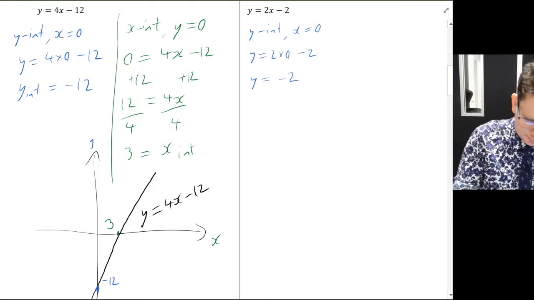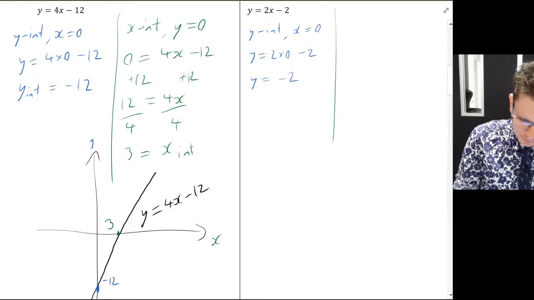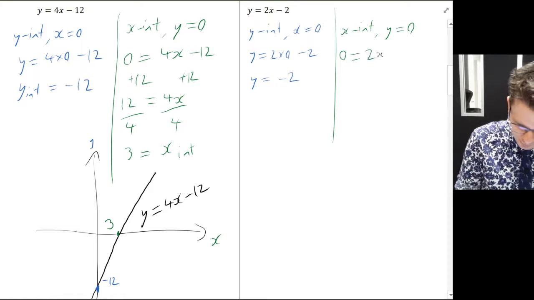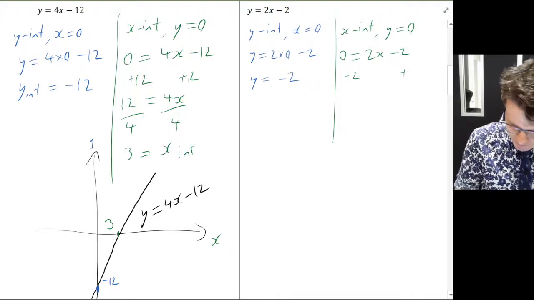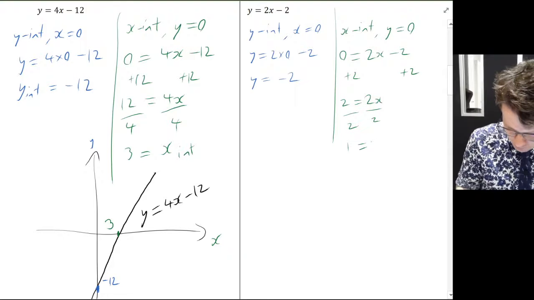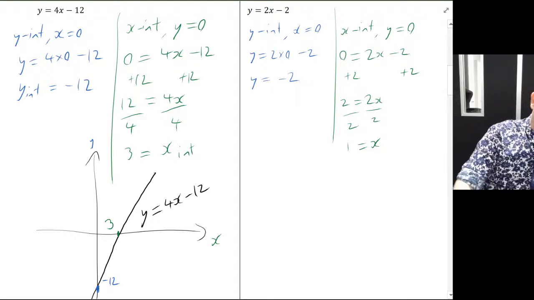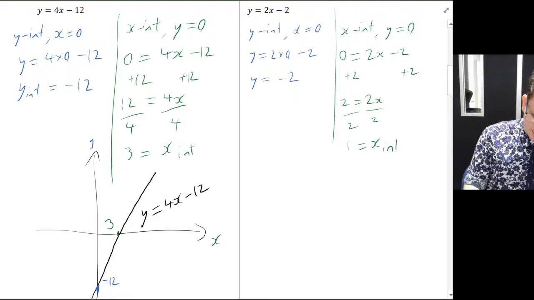Minus 2. X-intercept is when y equals 0. Add 2 to both sides. Divide both sides by 2. 1 equals x-intercept. Oh, I didn't write int for either of these. I'm just going to quickly go back and do that.